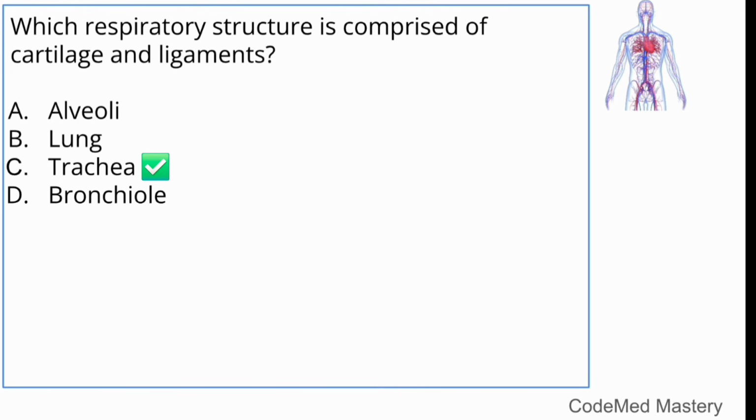Option A, alveoli are tiny air sacs where gas exchange occurs. So, there is no cartilage and ligaments in alveoli. And lungs are soft spongy organs. It is not made of cartilage or ligaments. And option D, bronchiole. Bronchioles are small branches of airway which lack cartilage in their walls.